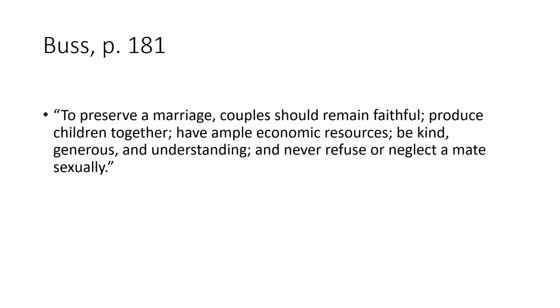So let's look at a few things real quick here at the end before we finish up Buss's book and move on to the other book. So Buss said, to preserve a marriage, couples should remain faithful, produce children together, have ample economic resources, be kind, generous, and understanding, never refuse or neglect a mate sexually. Obviously, that last one's a bit extreme, but the point remains that all of these are things that have an effect on relationships. So if any of these fails, the relationship can fail. And obviously, someone doesn't have to never refuse. But refusal and increased refusal can lead to relationship dissolution.